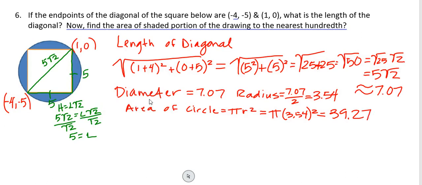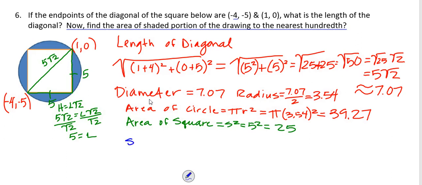Now I want to find the area of that square. Well, the area of a square is just equal to the side squared, right? So that's equal to s squared, which is equal to 5 squared, which is equal to 25. So what are we going to do with these two measures to find the area of the shaded?